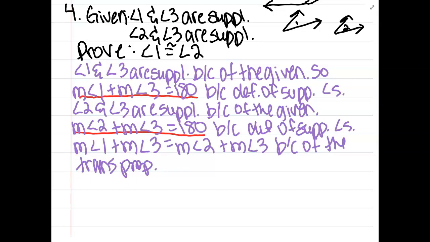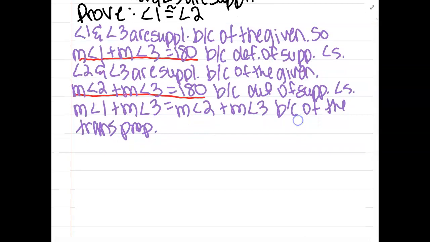Okay, now, once again, thinking of where we're trying to go, I'm trying to get angle 1 is congruent to angle 2. Where I'm at right now is the measure of angle 1 plus 3 equals 2 plus 3. I need 1 equal to 2. But this happened before, right? On both sides, I have the measure of angle 3. How can I get rid of the measure of angle 3? Yeah, I can subtract the measure of angle 3 from both sides.